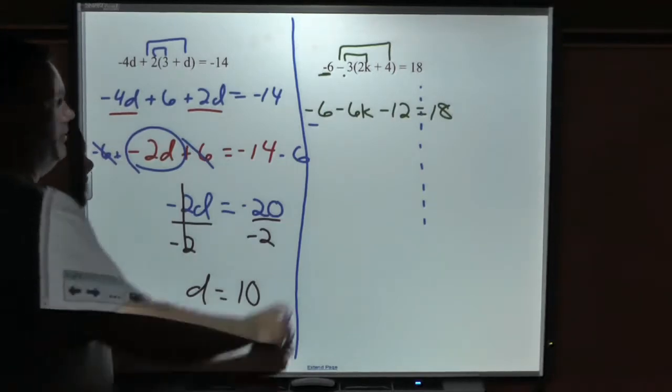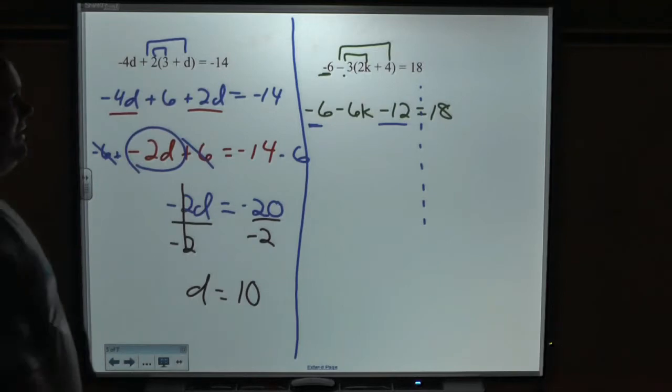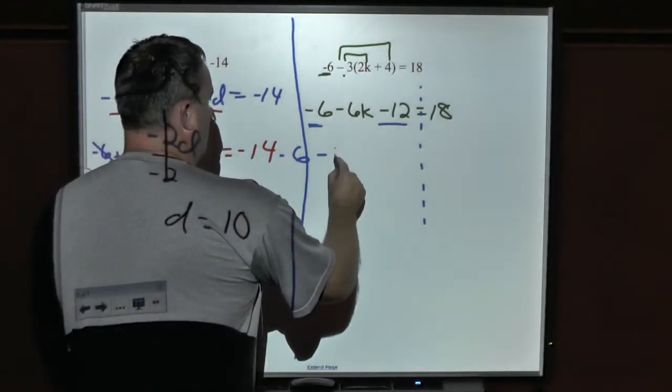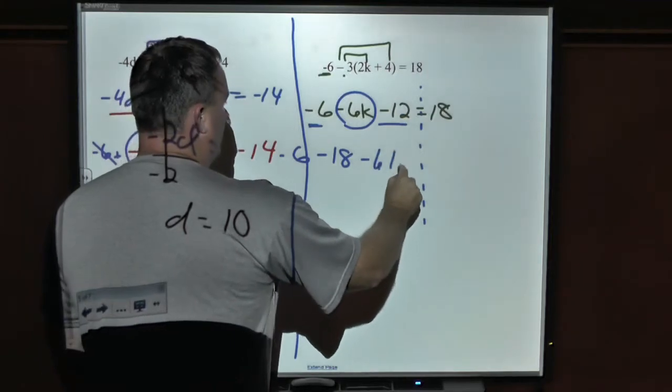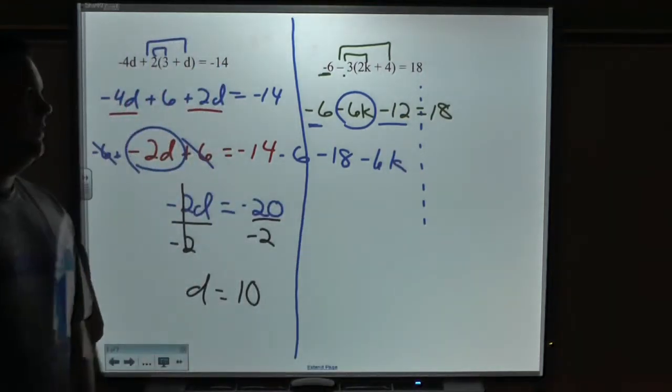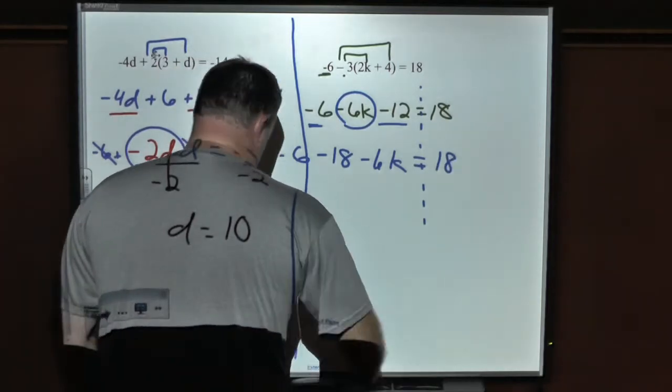Again, if you need to put that line so you know the left and the right side, do so. But the only like terms you have right now are the negative 6 and the negative 12. And that gives you negative 18. You still have a negative 6k. All right? And then that's all equal to 18.